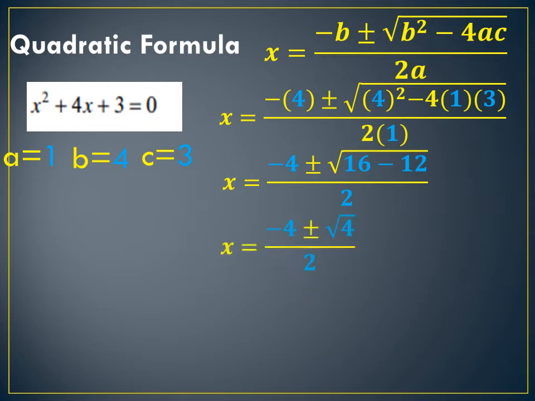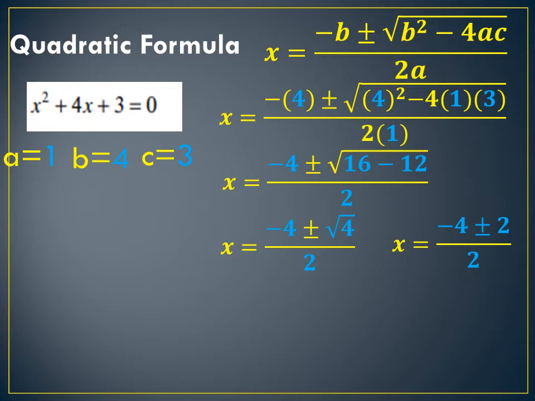Then simplifying further, we have negative 4 plus or minus 16 minus 12, which is simply 4. So the difference between 16 and 12 is 4, all over, copy the denominator 2. Then get the square root of 4. So we have x is equal to negative 4, copy negative 4, then it becomes positive or negative 2 all over 2. So your square root of 4 becomes positive or negative 2.